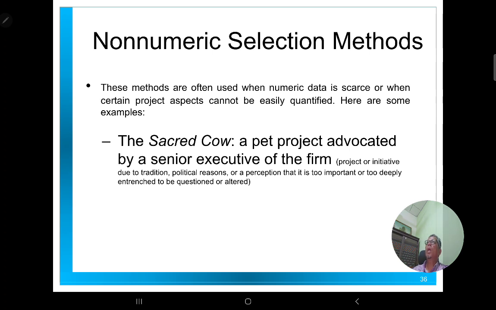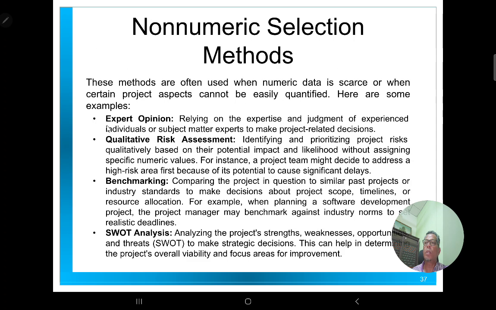Sometimes we call it top-down instruction. So it is instructed to be done. It is not based on numbers. You don't base it on how much money you will use or how much profit you will get from this project. So this is an example of a non-numeric selection method. You just do it. These are also often used when numeric data is scarce, as mentioned earlier.